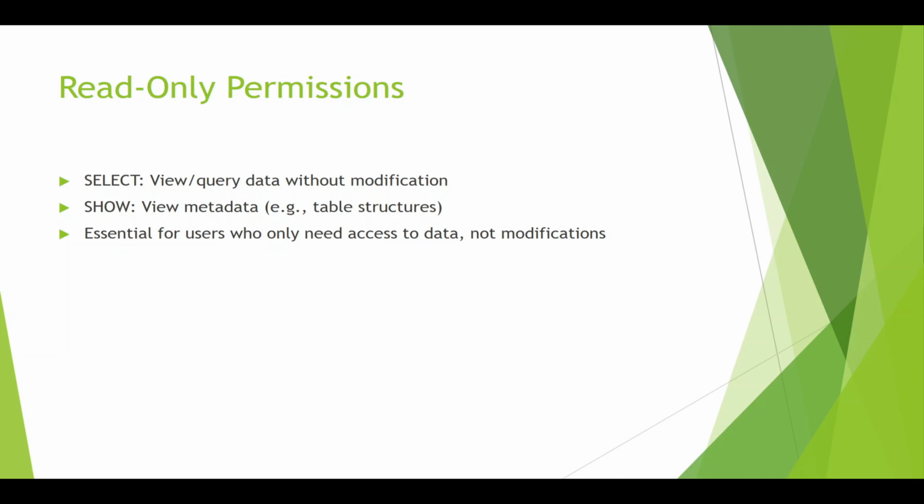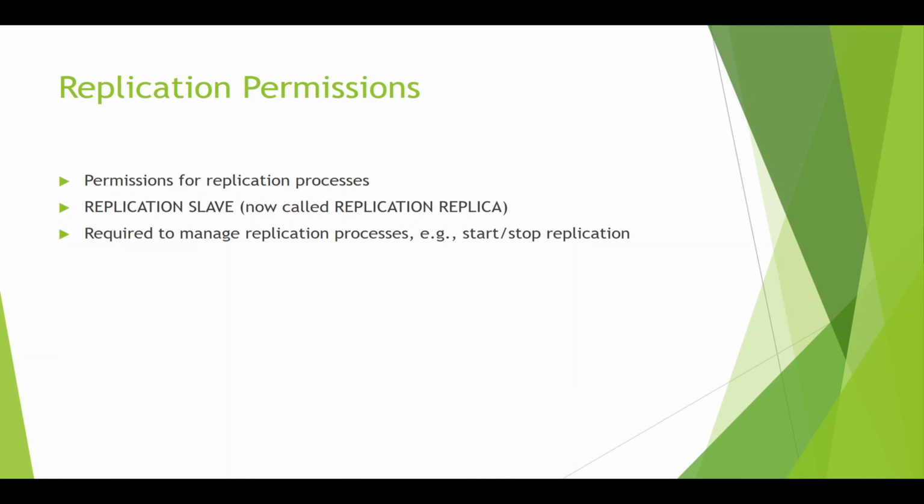There are permissions specifically for users who only need to view data. Select provides read-only access to query data from tables. Show lets users view metadata such as table structures without modifying data. These are known as read-only permissions because they allow users to view but not change the data. MySQL includes replication permissions for managing database replication. Replication slave or replication replica allows the starting and stopping of replication, which is essential for managing replica databases. These permissions are crucial if a user needs to handle replication tasks.